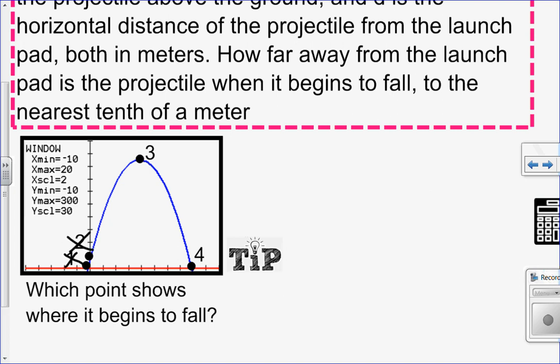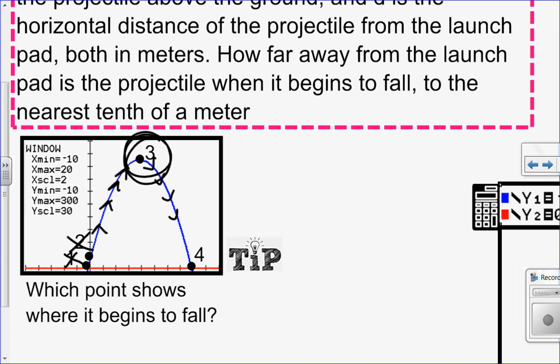Point 3 is the maximum, the vertex. Remember about the vertex, it's the point at which I change directions. I'm going up, up, up, and when I reach this point, I start to turn around and begin to go down, down, and down. That's the point I'm looking for: how far away it is from the launch pad when it begins to fall. At point 3, it changes direction and starts to fall. So that's what I'm going to be looking for.